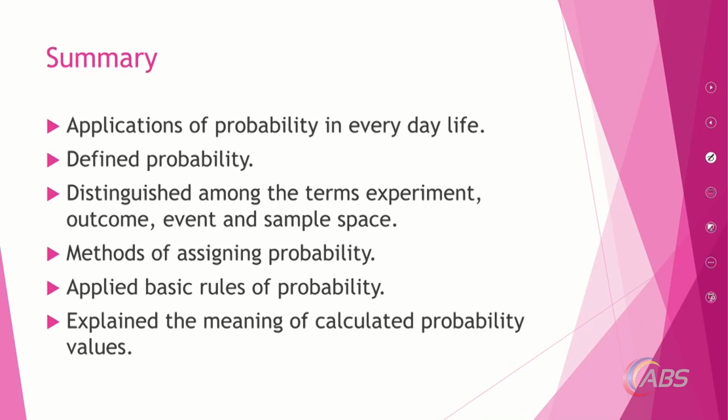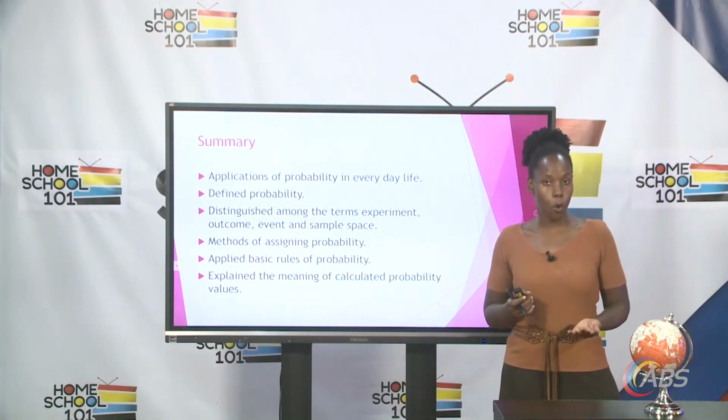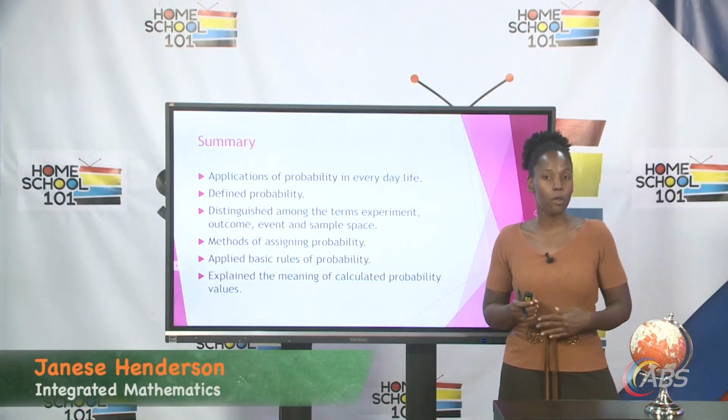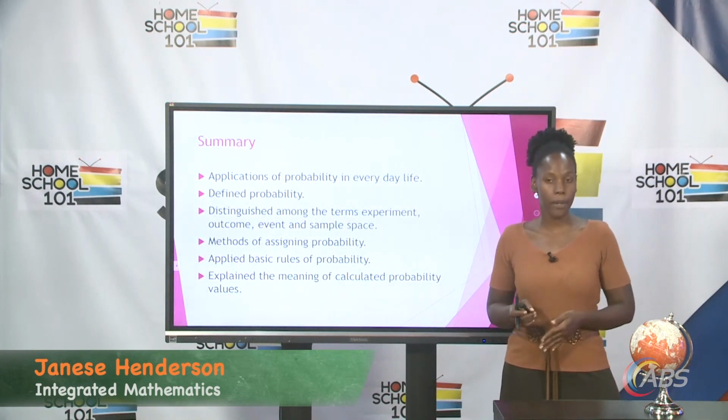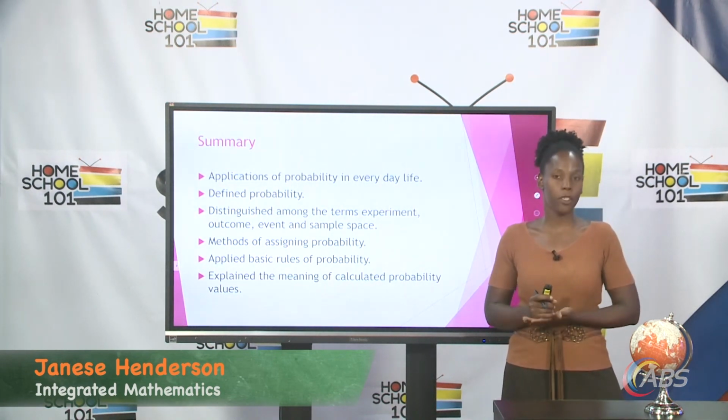So just to recap, we would have looked at the applications of probability in everyday life. We defined probability. We distinguished among the terms experiment, outcome, event, and sample space. We looked at methods of assigning probability. We applied basic rules of probability. And finally, we explained the meaning of calculated probabilities. So I encourage you to go over your notes, review your notes and the activities on probability, and practice in preparation for the next class.